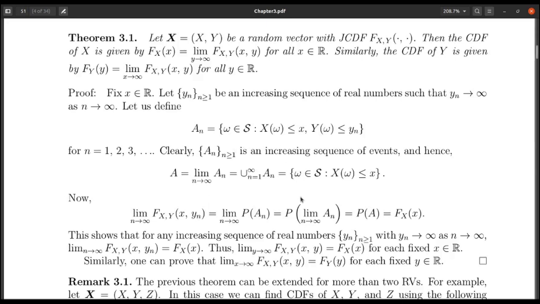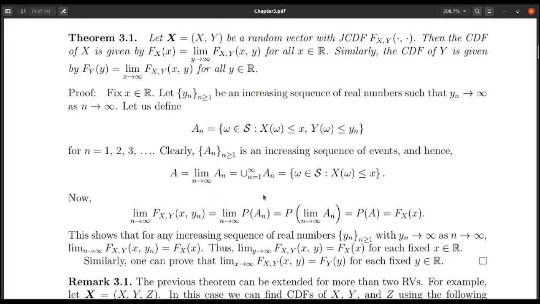The mathematical proof is again almost the same, the same technique we have used before. We have to consider an increasing sequence of events, and then we take An, which is basically x is less than or equal to x and y is less than or equal to yn. Then it is easy to see that An is an increasing sequence of events. So the limit of An will be the union, and you will be able to show that the union of An is nothing but this set. Now I take the limit on both sides and the proof is complete.